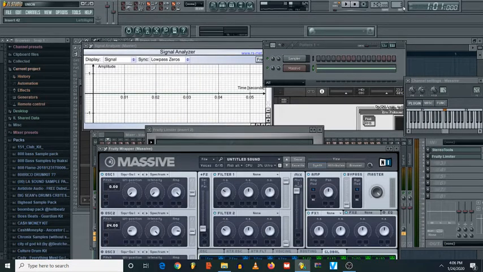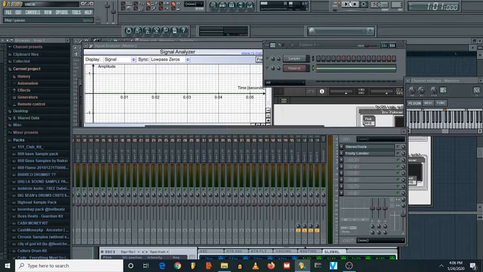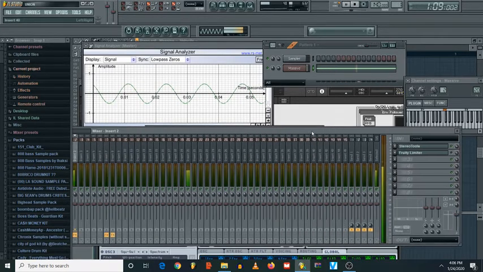Hey, I kind of wanted to get into something, so let's just jump right into it. Okay, so here I have a basic signal, a regular sine wave. What I'm interested in is shifting the phase of a signal.